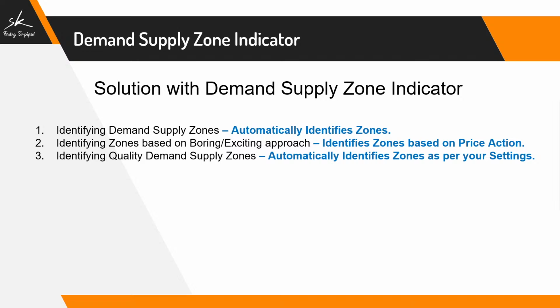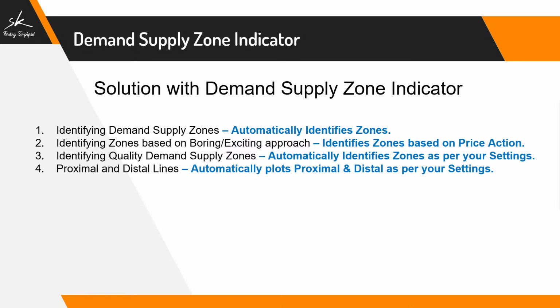Next, the indicator also identifies quality zones for you. What kind of quality zones you want, you do have the option to customize the settings. By default, the settings which we have given are for quality zones, but they can also be further customized based on your preferences. Once we get into the indicator walkthrough, you will see what settings are available to you.